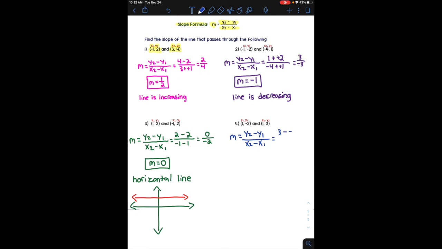Substituting our values in would be 3 minus negative 2 divided by 1 minus 1. Simplifying the top, 3 minus negative 2 is 5. 1 minus 1 is 0. Just like the first couple, we can simplify this answer, 5 divided by 0. If we were to put this in our calculator, your calculator will either say error or UNDF, that represents undefined. You cannot divide any number by 0. Therefore, the value of the slope is undefined.